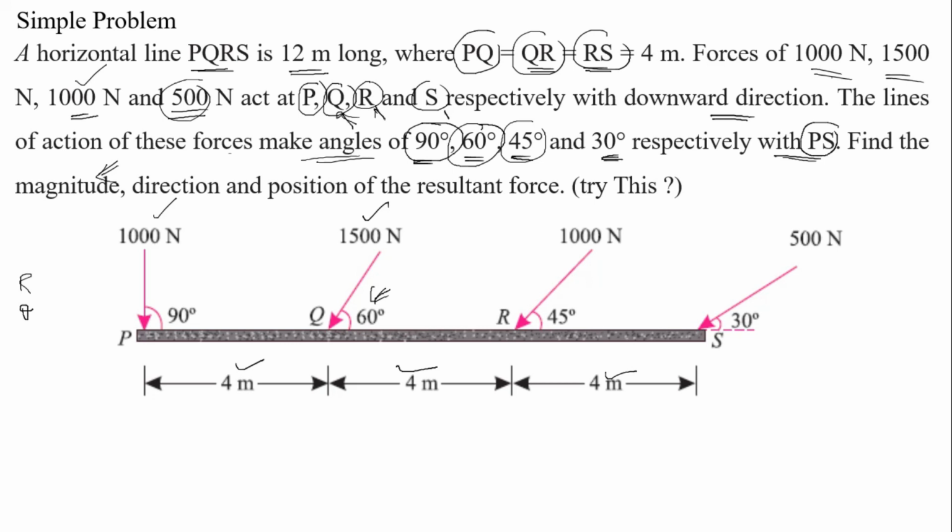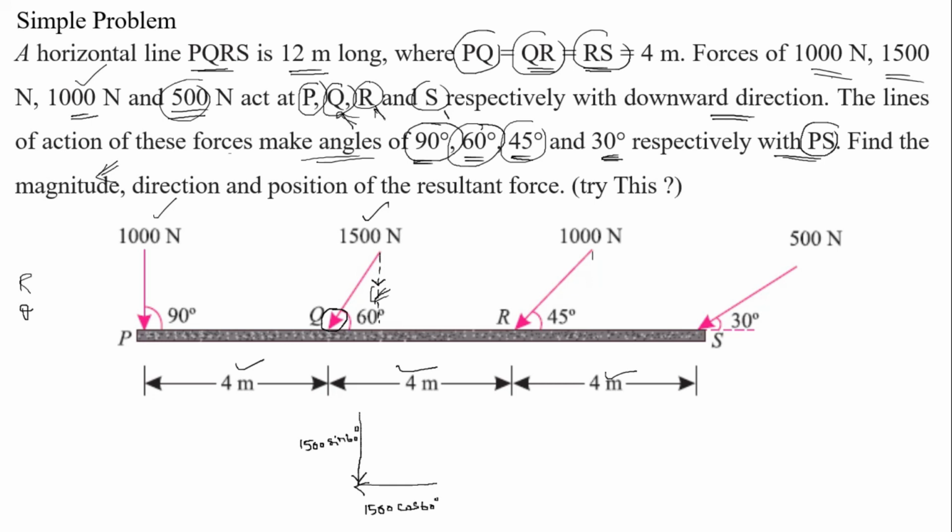We know the forces are acting with some inclination, so we have to resolve the forces into two components. So this 1500 acting at Q is divided into two forces: one horizontal force, another vertical force. Just draw a line vertically, and this is the opposite force, with the arrow mark towards downward. So this is the vertical force, 1500 into sine 60 degrees, and here 1500 into cos 60 degrees.